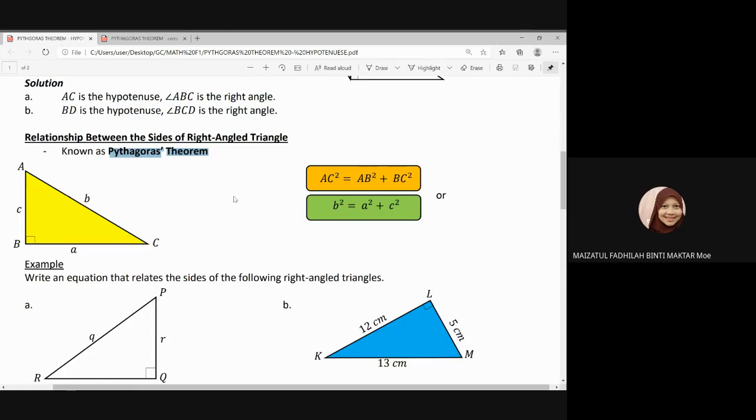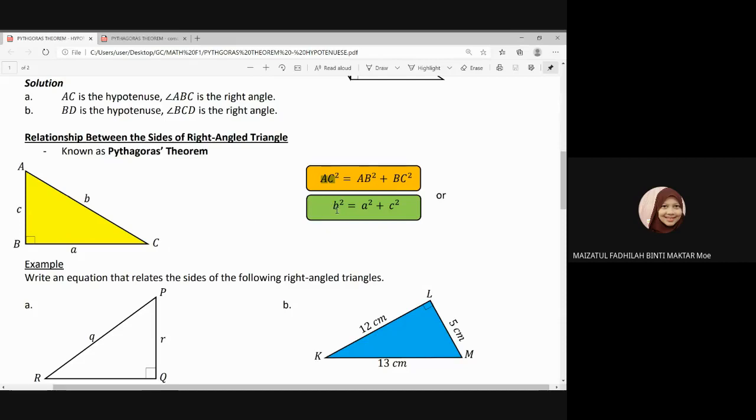Okay, so the formula that you need to remember: this is the hypotenuse. AC square equals one side, which is AB square, plus BC square. Alright? Understand? So the formula, this is the hypotenuse. The hypotenuse is usually on your left side. AC square equals one side AB square plus another side BC square.